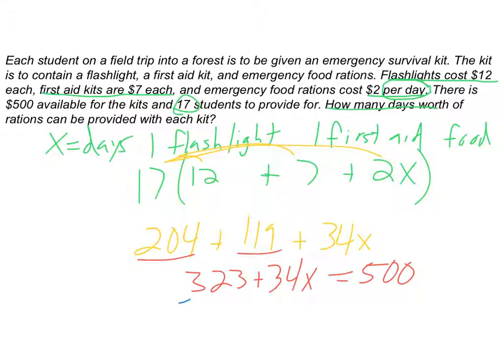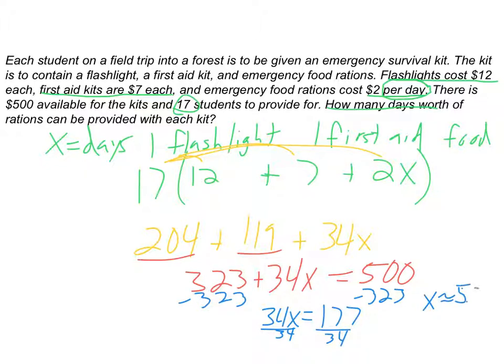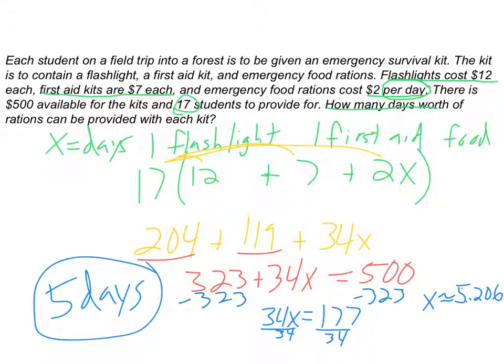So I subtract 323 from the other side. I get 34x is equal to 177. Divide both sides by 34, and I get that x is about 5.206. It's a decimal, so it's rounded. I can't quite get 6 days, however I can get 5 days' worth of food from that $500.